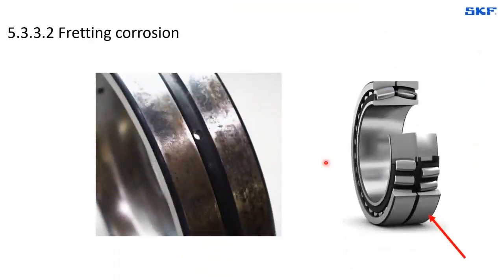What we see here is fretting corrosion. Fretting corrosion is a phenomenon that develops, in this case, on the outer surface of the outer ring, but can also develop between the inner ring and the shaft. Usually, it's more common on rings that are mounted with a loose fit and exposed to load.